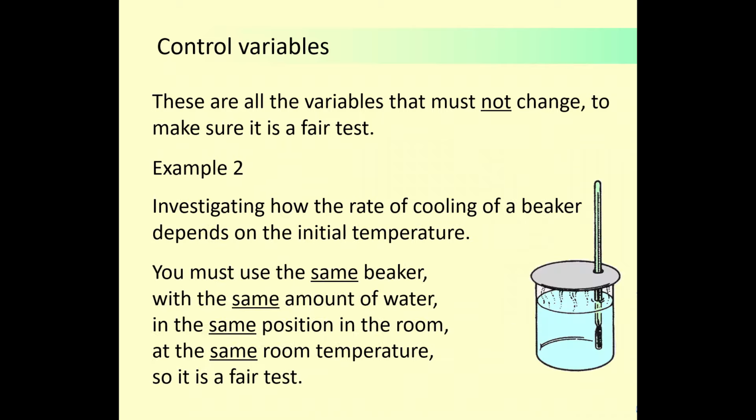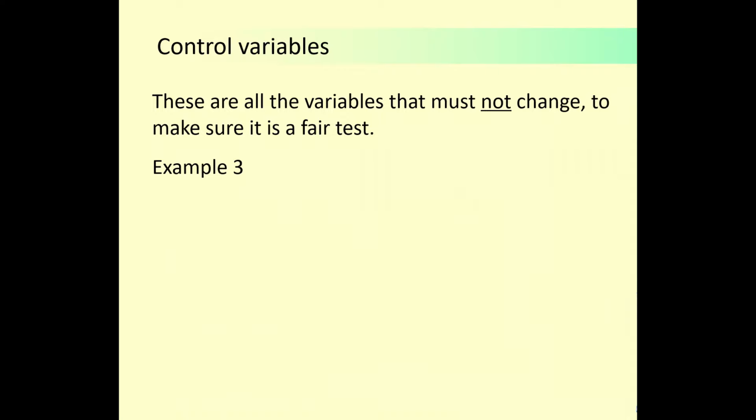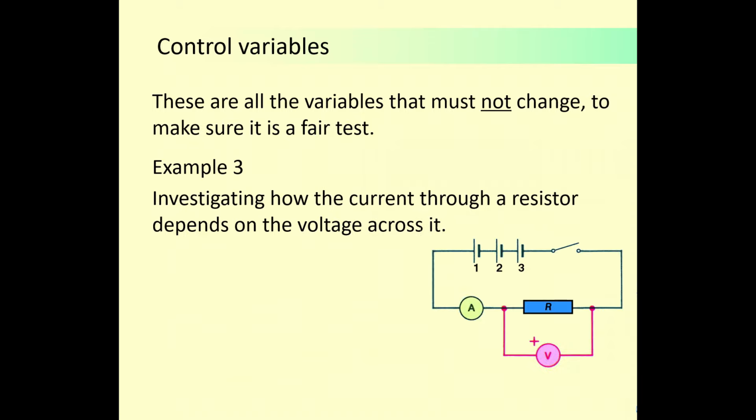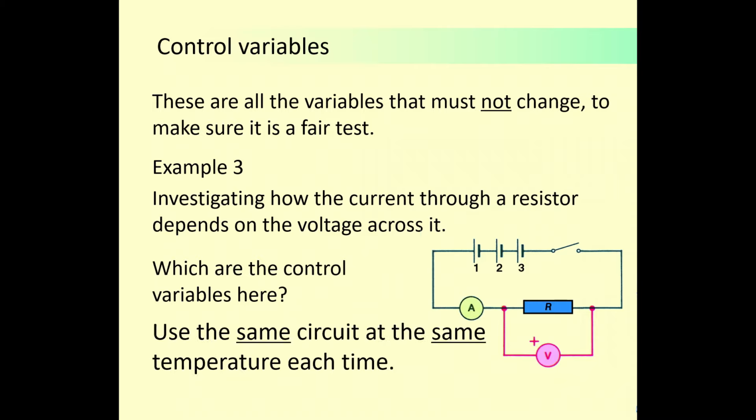Example 2. What is constant? Same beaker, same amount of water, same position in the room, and same room temperature. So it's a fair test. So each activity should have a control variable which does not change. In this one, what are the control variables here? Can you identify which are they? Same circuit, same temperature, same location, that's control variable.